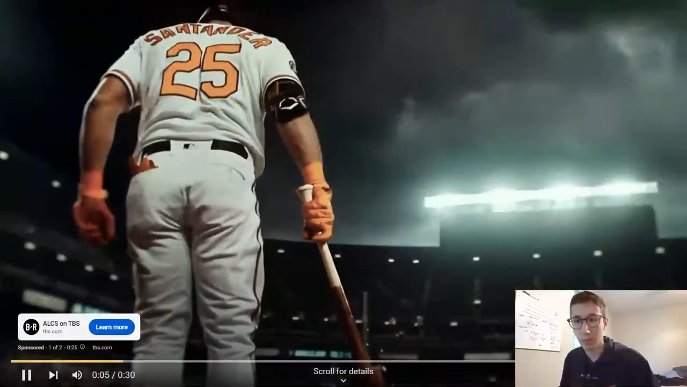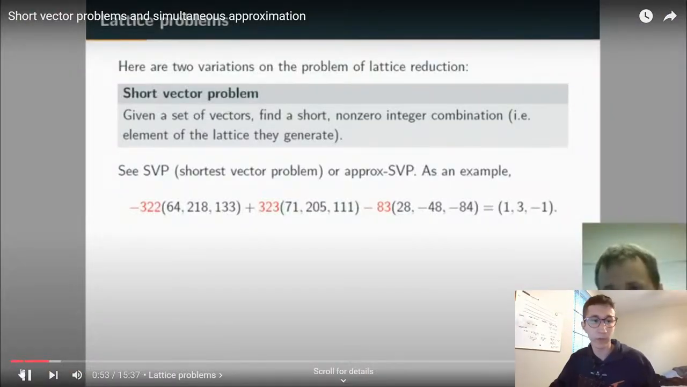Baseball on TBS. Power is not. And at least the L2 norm, the shortest.